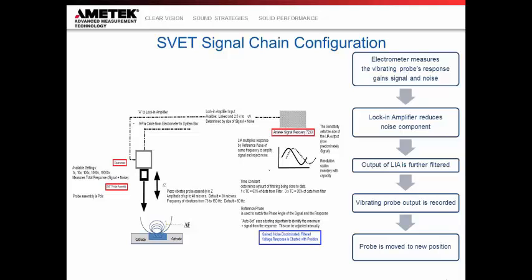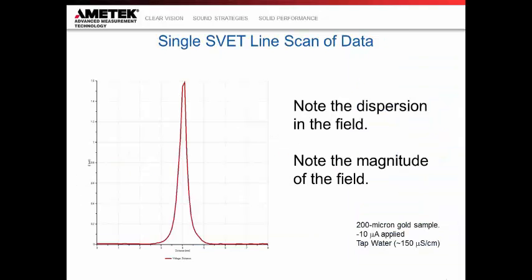The next stage in the signal chain is going to go into a lock-in amplifier. Now it's going to be our Signal Recovery 7230, and we're going to use sensitivity settings to reduce the noise component of that. So imagine we have a very low noise and a very low signal. We have then gained the signal and noise up anywhere between 1 and 10,000 times. And now we've reduced the noise component. So now I'm left with a very high signal. That's going to go through some more filtering to remove noise further. That vibrating probe output is recorded. Then I'm going to move the probe to the new position. So in doing so, this is what the data is going to look like.